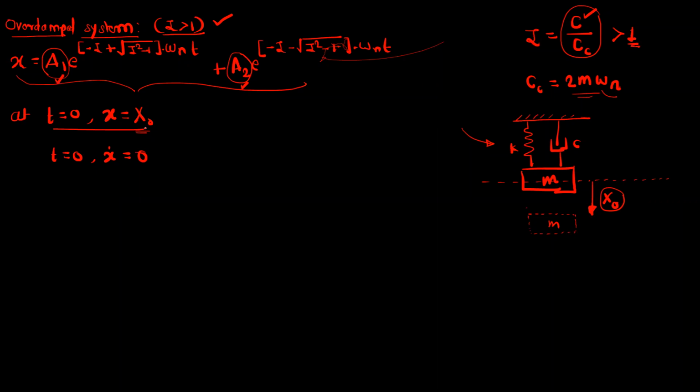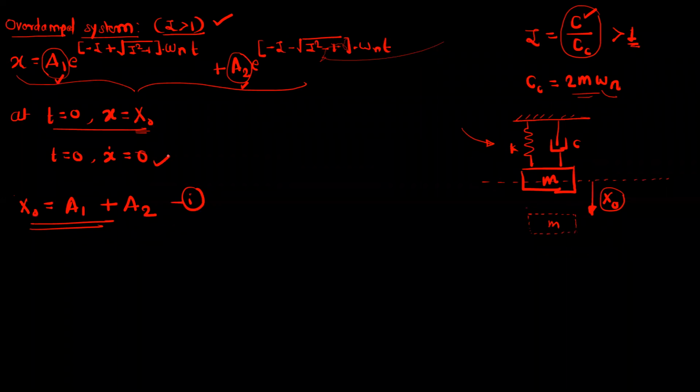So you can put this condition as it is in this equation. So x is equal to x0 when time t is 0. So this total term is 0. E raised to 0 is 1. So a1 plus this total term is 0. So a2. Okay, so this is the first equation.